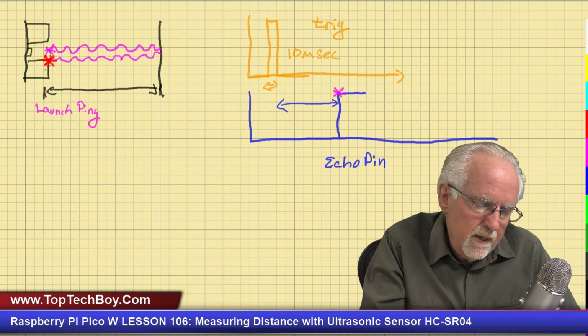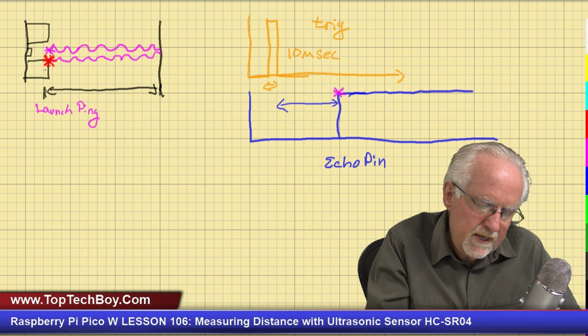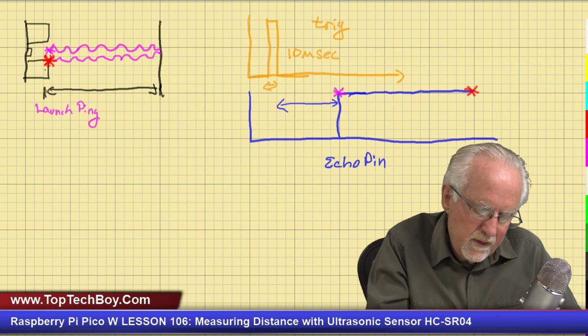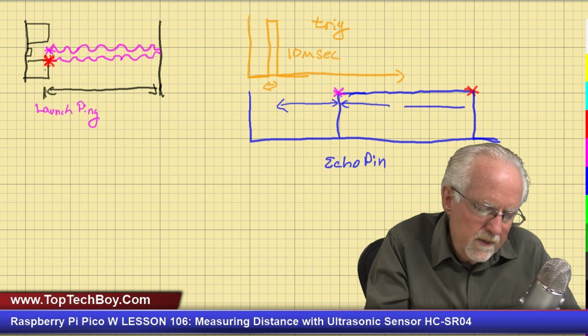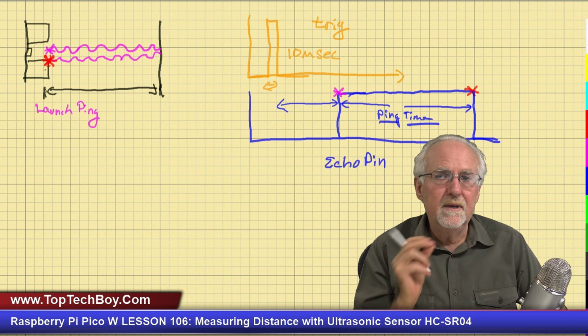Well, as the ping is traveling, the echo pin stays high. But once it hears the echo return, then the echo pin goes low. Now, what is this? This is the ping time, okay? That is the amount of time that our ping is in flight.